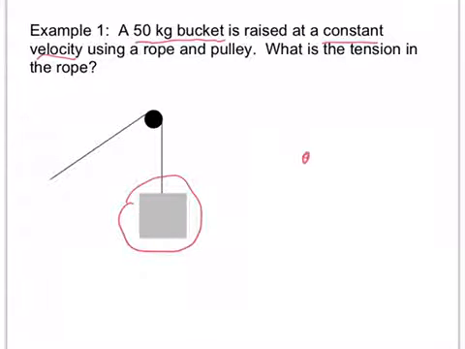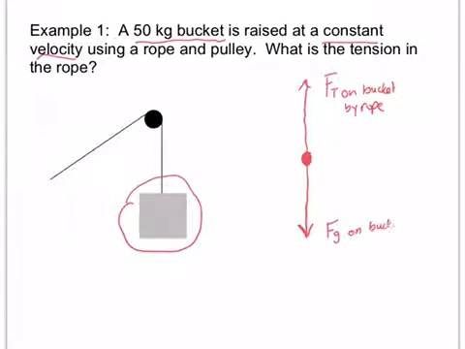So our system is the dot. Pulling upwards is the force of tension on the bucket by the rope, and pulling downwards, we've got the force of gravity on the bucket by the earth. Now, since the problem says that the bucket's traveling at a constant velocity, we're able to say that these two forces are equal to each other.